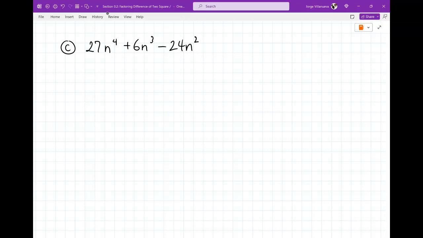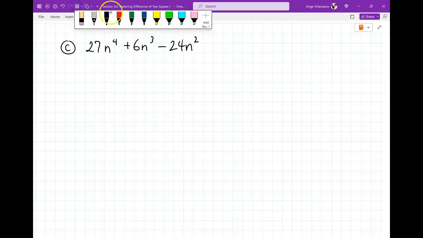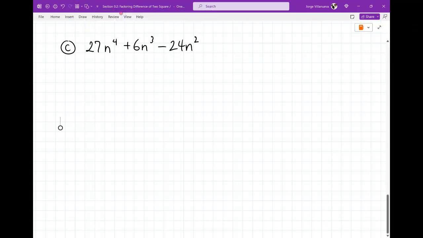So what number divides all of 27, 6, and 24? 3, right? Not 6. 6 divides 24, but not 27. If it was a 28, yes. No, actually, no. What am I saying? 28 would not be divided by 6. There were 24s, yes, but 27 doesn't go. But 3 divides all 3 numbers. So I'm going to take a 3 out.